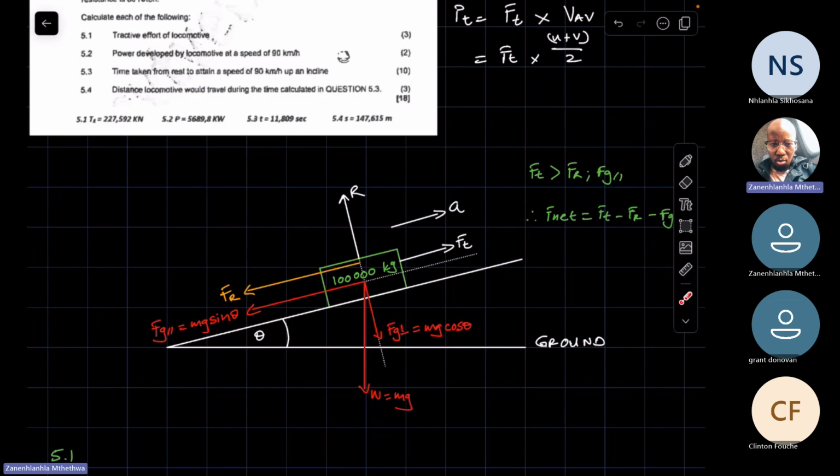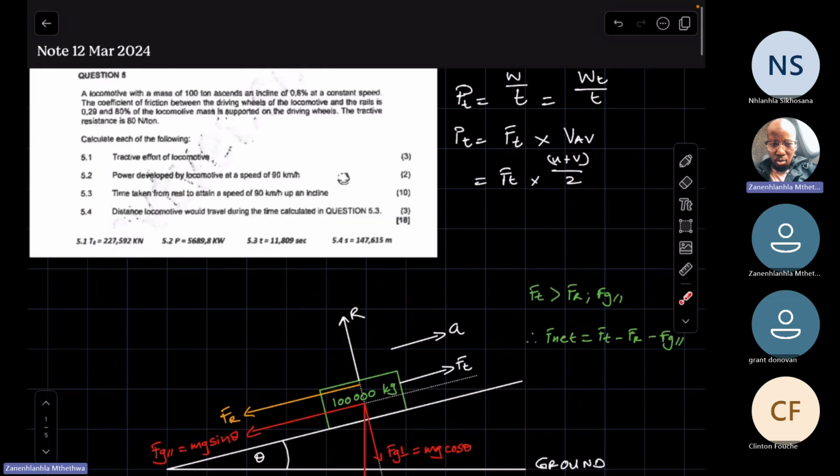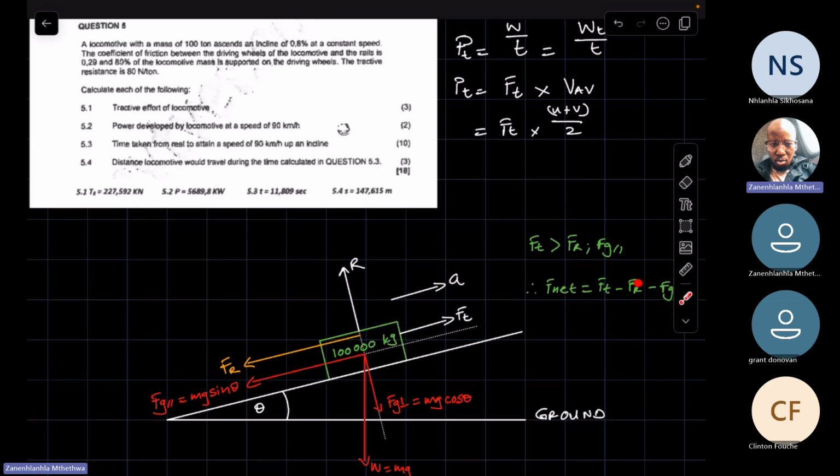Now, what is this? Ft, we've already calculated. Fr, we can get because they've given us the tractive resistance as 80 newtons per ton. So to get Fr, you just need to multiply this by the mass of the locomotive in tons. The tons are going to cancel each other and you'll only be left with newtons. Fg parallel, we can also get. Fg parallel is equal to mg sine theta, so we have to calculate this angle theta.